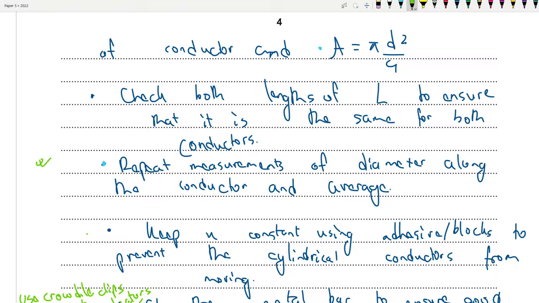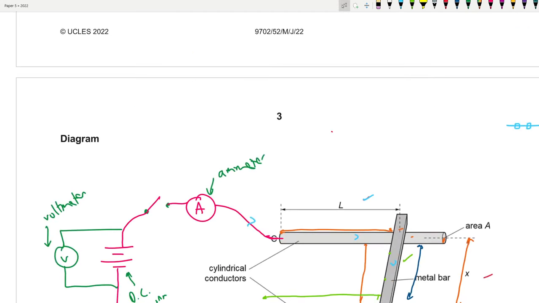Okay, next, the last point here. How are you gonna measure x, by the way? Because this applies for x and L both. X is actually the distance from the center to center. It is very hard to do with your naked eye. Honestly, it's very hard.